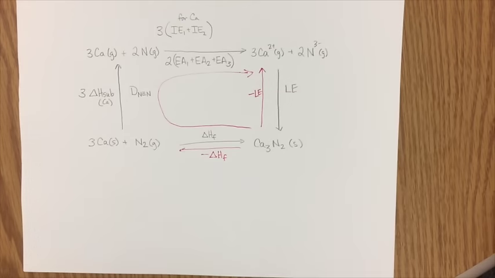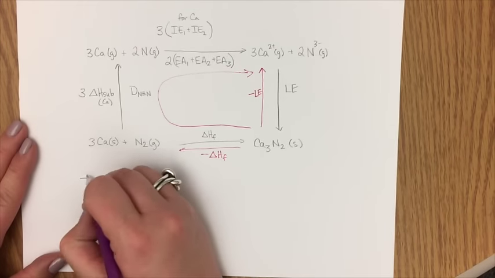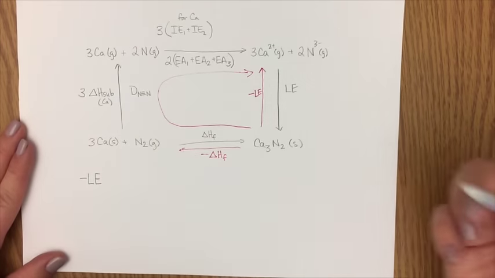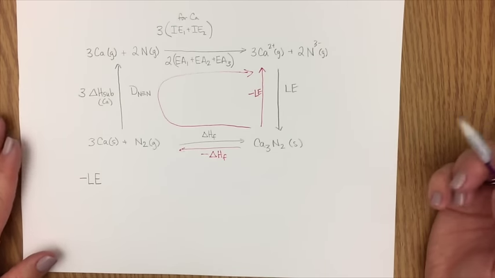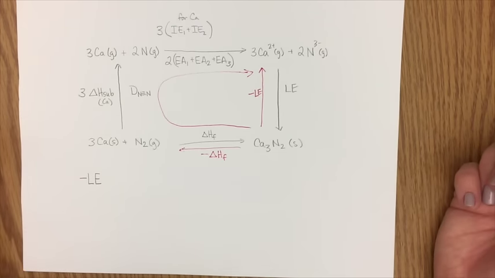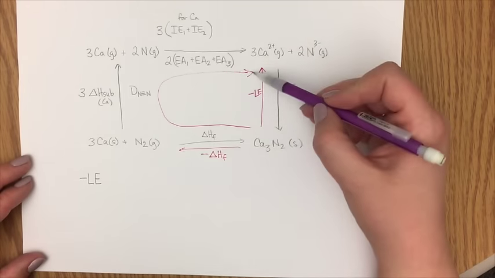Okay, so I'm going to now make my equation. I have minus LE, which is my first pathway. Because of Hess's law, we're able to equate 2 different pathways because we know they start and end at the same place. And the enthalpy is a state function, so it doesn't matter which path you take. So we're able to equate this path and this other path.